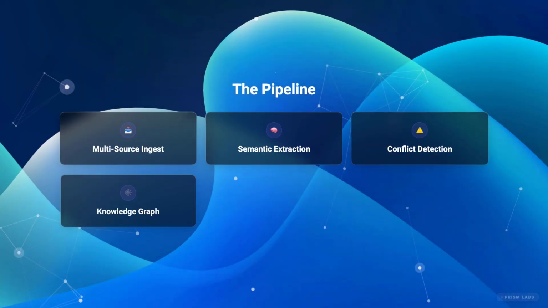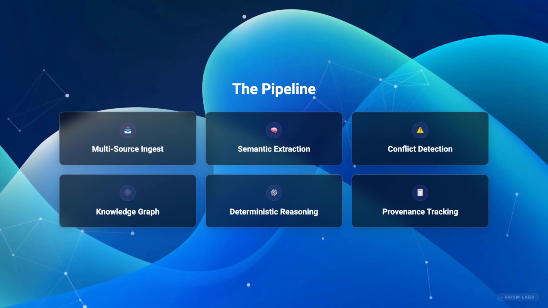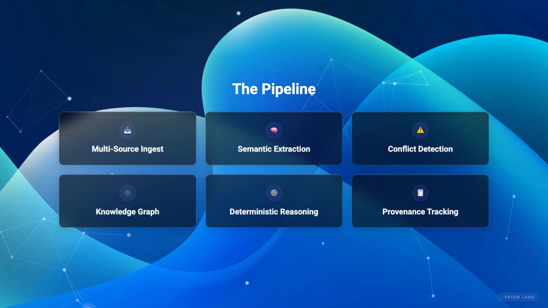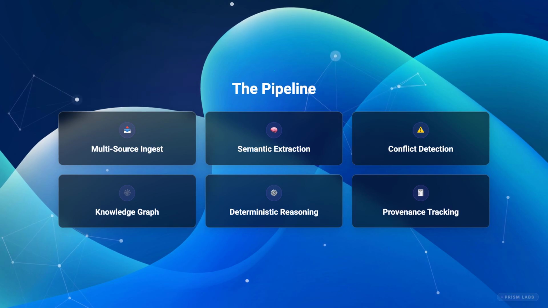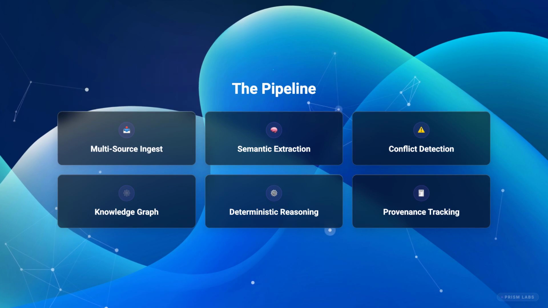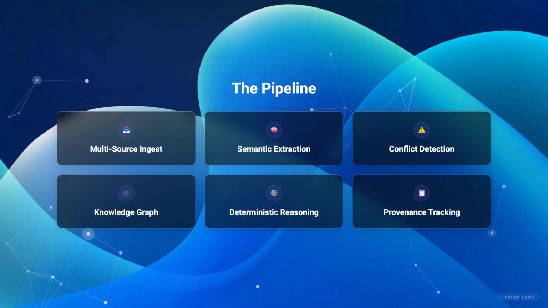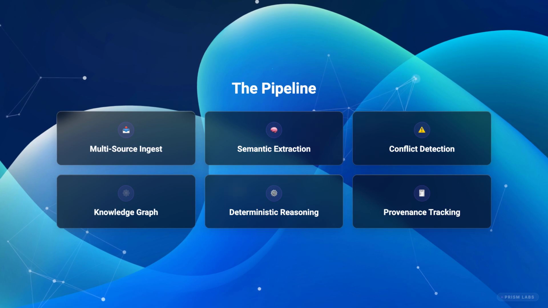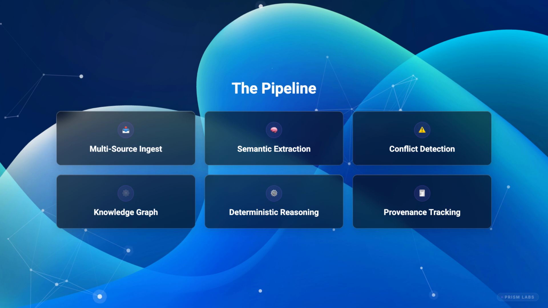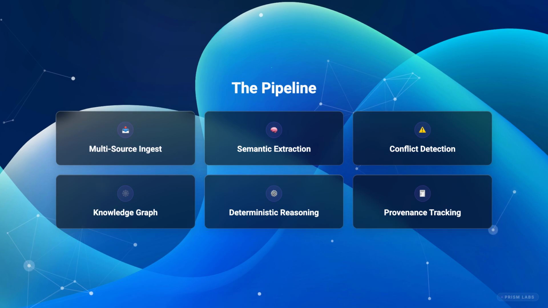6 stages do the heavy lifting. Ingestion pulls from files, databases, APIs, streams, Databricks, and Snowflake. Extraction runs named entity recognition, relation extraction, and event detection, each with tunable confidence thresholds. Conflict detection compares incoming facts against the graph and flags contradictions for review. The knowledge graph merges entities and tracks time. Deterministic reasoning, forward chaining, Rete networks, Datalog, SPARQL, derives new facts without asking an LLM to guess. And the provenance layer records where every single fact came from, down to the source file and the extractor that produced it.